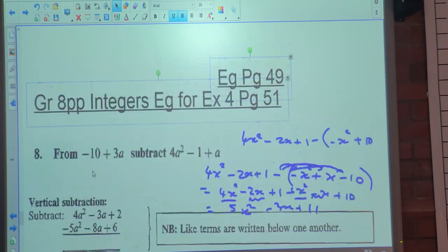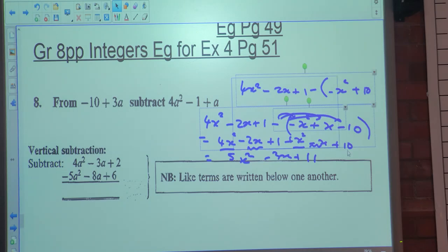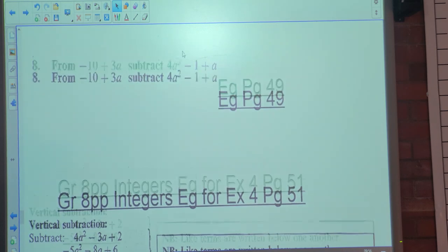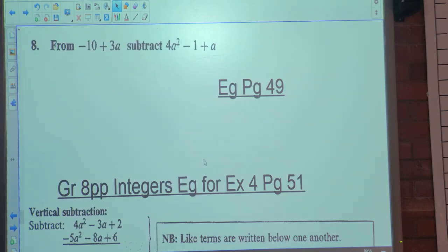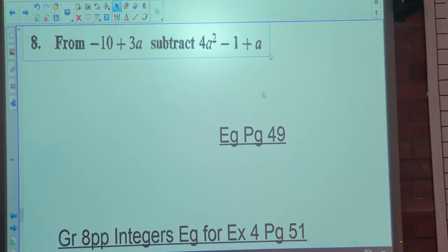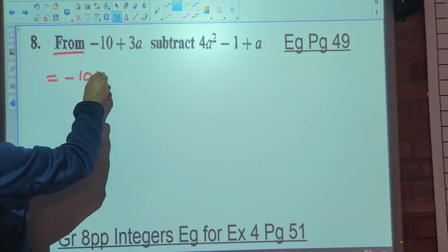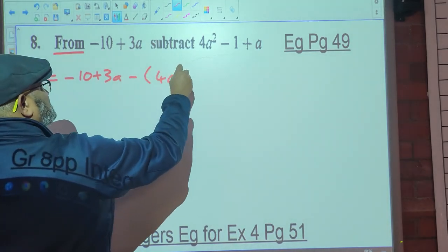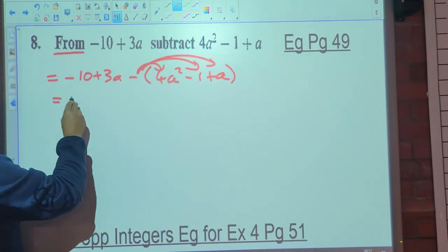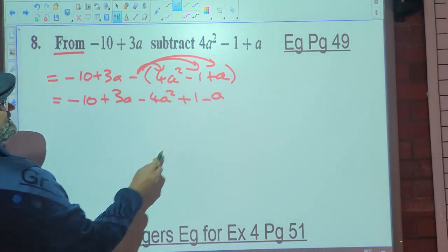Okay. Right, let's look at the next one. Number 8. Here we are told from negative 10 plus 3a subtract. So whatever follows from, right? First, it's negative 10 plus 3a minus 4a squared minus 1 plus. So to get rid of the brackets, you multiply out. It's negative 10 plus 3a minus 4a squared plus 1 minus 8.